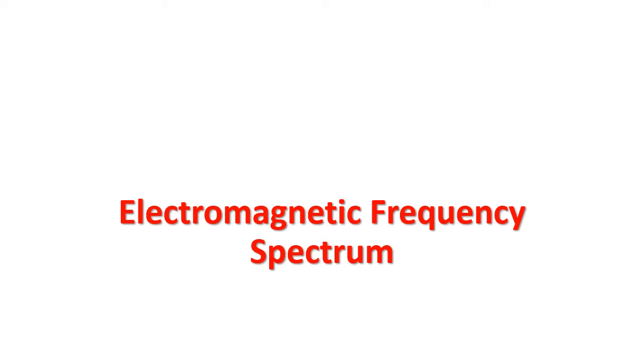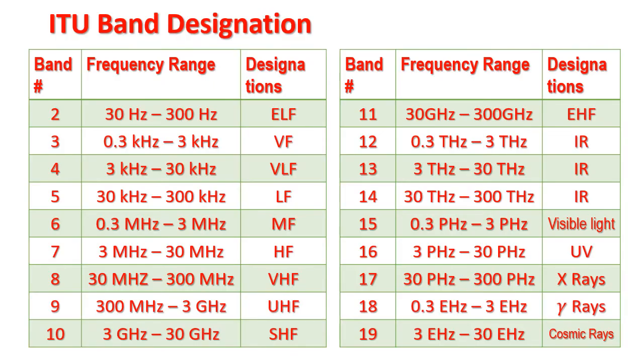Electromagnetic frequency spectrum. Based on the ITU band designations, these are the classifications of the frequency of the electromagnetic spectrum. First, on the lowest side, we have the extremely low frequency. Next, we have the voice frequency. This is the frequency of human voice from 0.3 kHz up to 3 kHz.